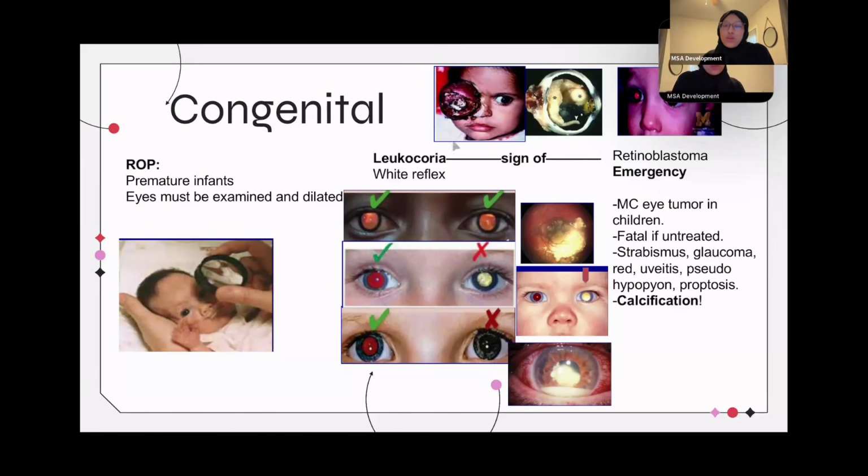One of the most common causes of this abnormal white reflex, or leukocoria, is retinoblastoma, which is an emergency because it's a fatal tumor of the eye. It's not very common, but it's the most common tumor of the eye in children, and it can cause strabismus, glaucoma, uveitis, every other thing you can think of, and proptosis, because of its very huge rapid growth.